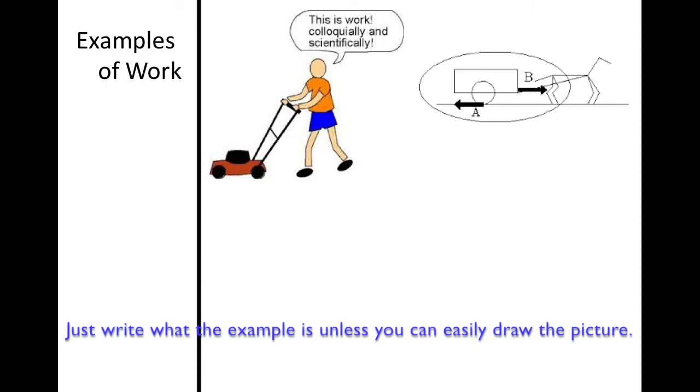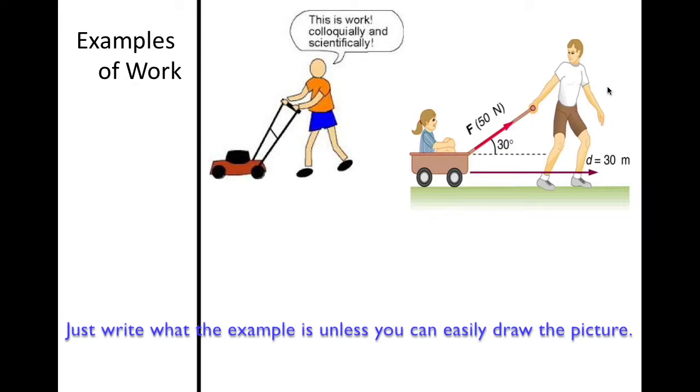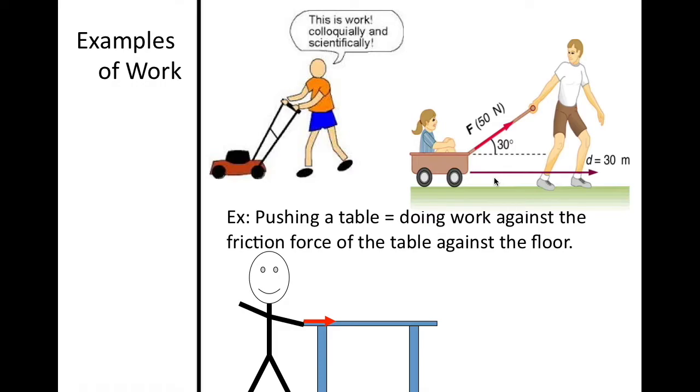Here are some examples of work. We have a person who is mowing the lawn. He is pushing a lawnmower, and the force is in the direction that the displacement of the lawnmower is going. Another example is a horse that is pulling a wagon. Here, a person is pulling a little wagon with a kid inside too. Pushing a table is also doing work because you are moving the table a certain amount of distance, and the direction of the force is in the direction of the displacement.